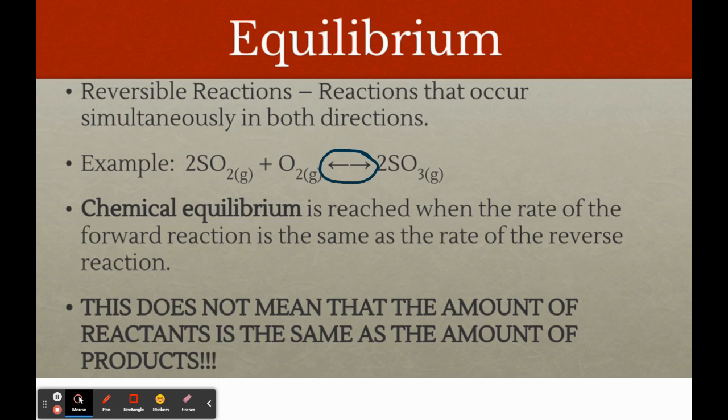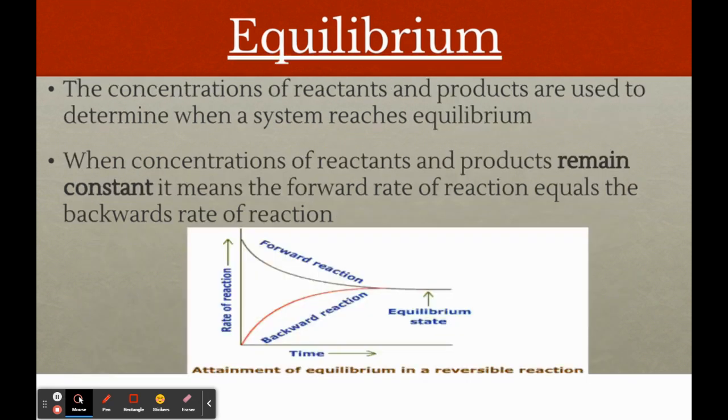So chemical equilibrium is reached when the rate of the forward reaction is the same as the rate of the reverse reaction. It is important to note, that is why this is in all capital letters. This does not mean the amount of reactants and products is the same. It means that the rate of the reactions is the same, but there could be different amounts of reactants and products.